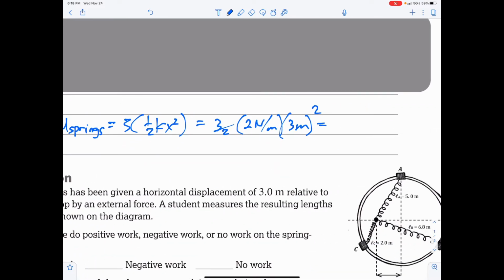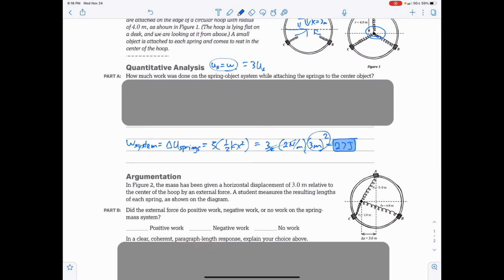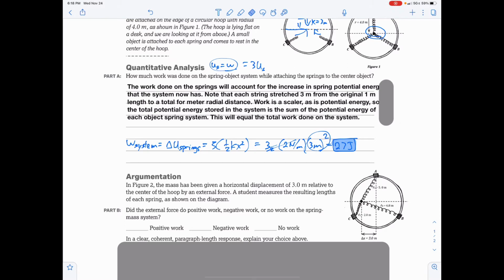Okay, so we can see that the 2's are going to cancel here, and we have 3 squared is 9 times another 3 would be 27 joules of spring potential energy for the entire system. Let's go ahead and summarize that. The work done on the springs will account for the increase in spring potential energy that the system now has.